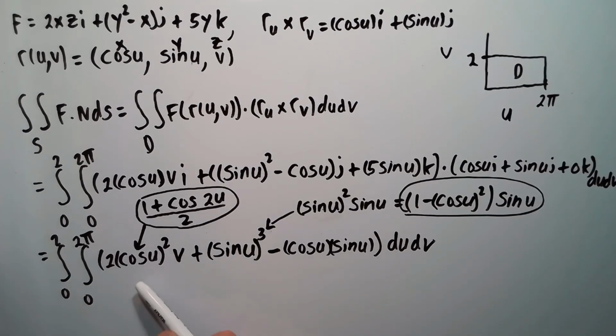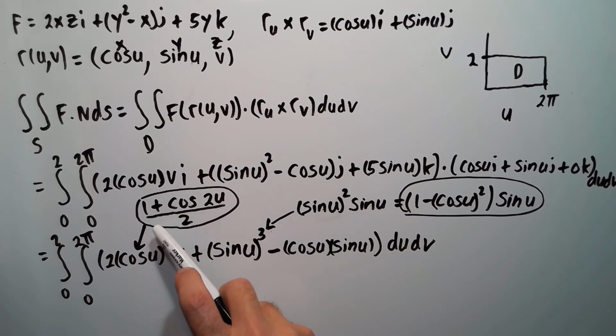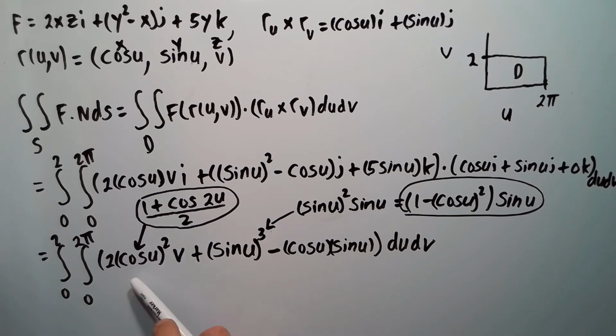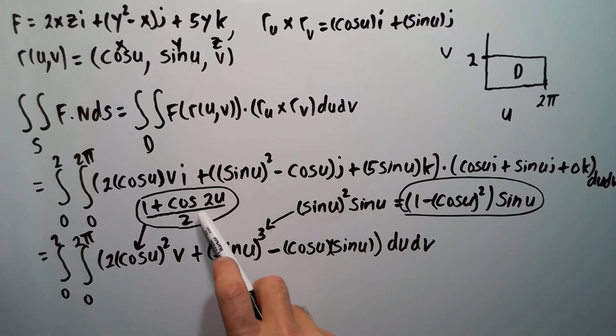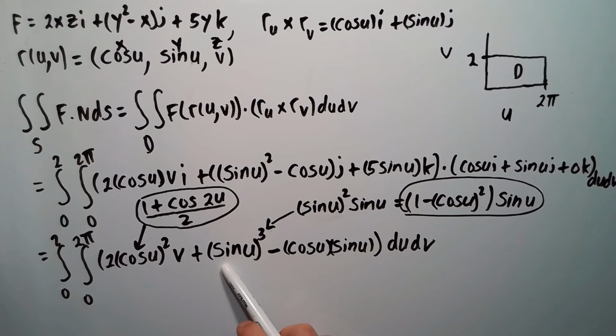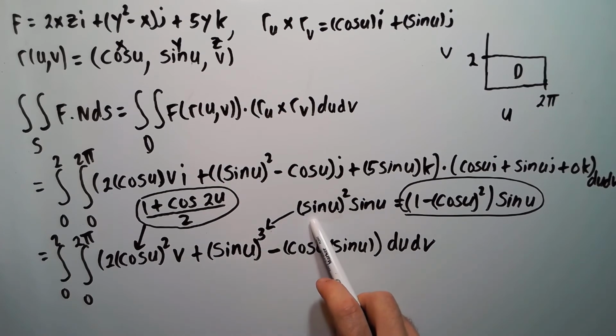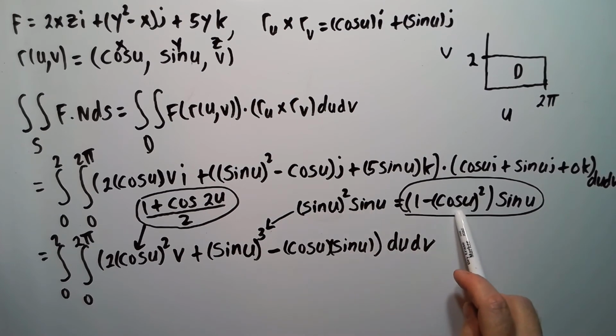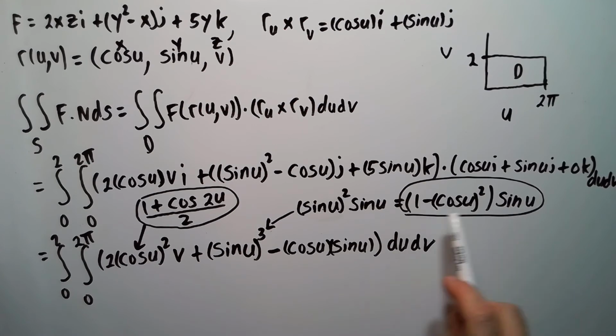Okay, so to integrate a trig function to an even power, like a cosine squared or to the fourth, or sine squared or to the fourth, by itself, you're going to make a double angle substitution. So we're going to replace cosine squared with this guy, 1 plus cosine 2u over 2. And here we have a trig function to an odd power, so to handle that, you're going to break it up as sine squared times sine, then replace the sine squared with 1 minus cosine squared. So we're going to make that substitution for sine cubed here. So let's do that.